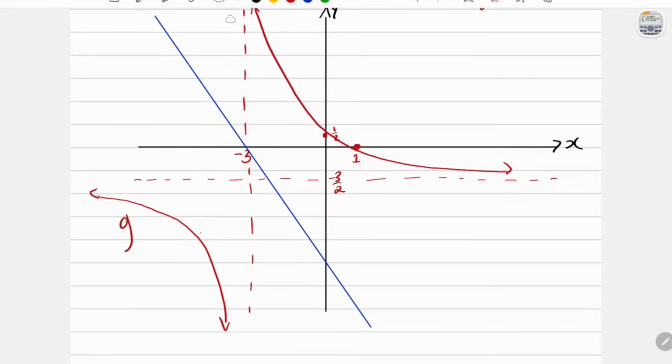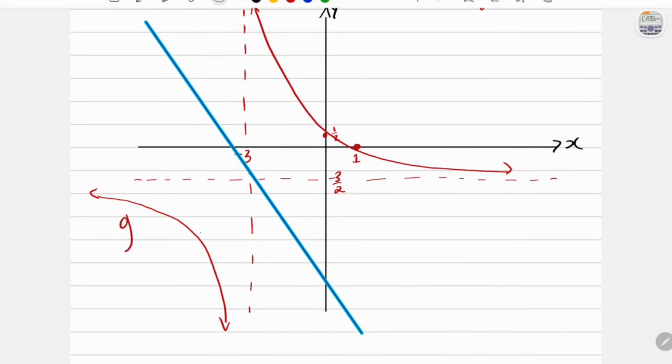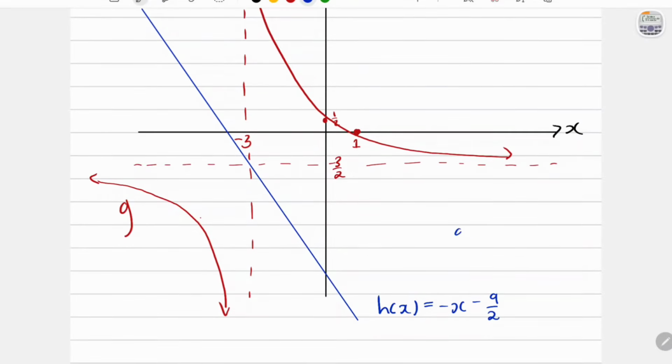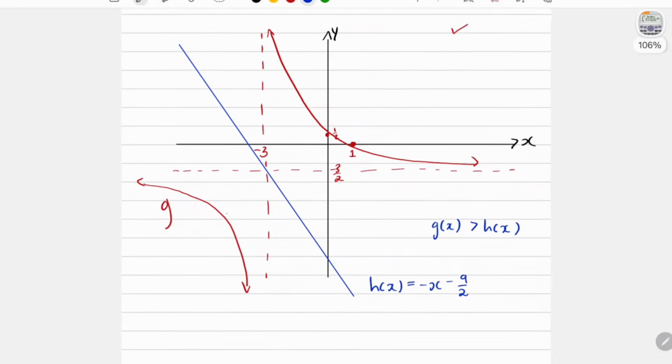It's a diagonal dotted line that is going to pass through this point over here, and this point is the intersection of your vertical and your horizontal asymptote. That is where that line is going to pass. That h, or let me just call it h of x, equals negative x minus 9 over 2. Okay, that's where that's going to pass through. So the question is, where is g of x going to be greater than h of x? That's really all they're asking you.